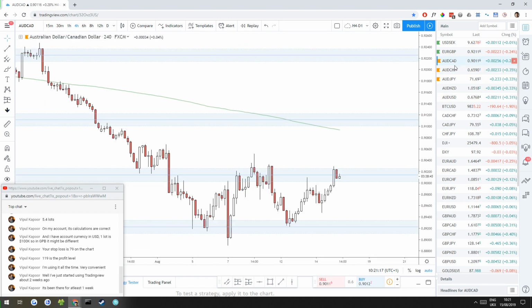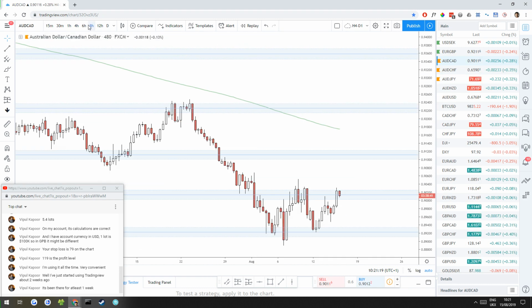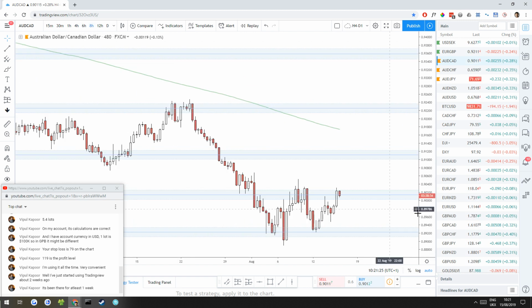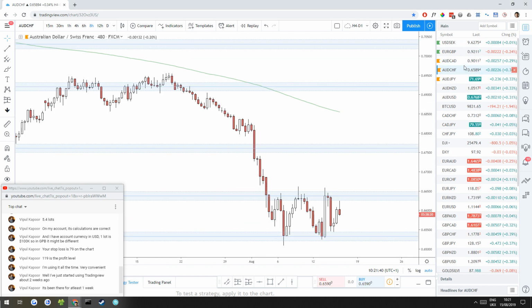Right, so AUDCAD, we've got a potential short forming here on the 8 hour, 6 hour, and 4 hour. It's a bit of a lower time frame type situation here. So potential short forming from this resistance area down towards the support area. If that happens, then we'll have a confirmed range, and we can start trading the range.